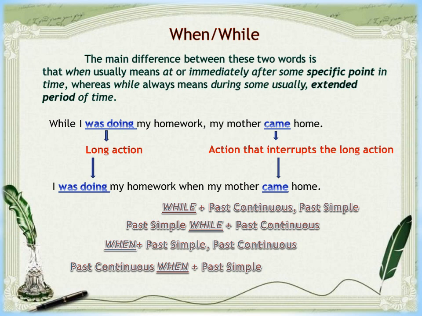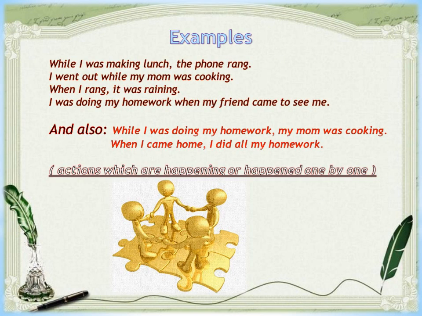Now look and remember how we usually use these words in sentences. For example, while I was making lunch, the phone rang. I went out while my mom was cooking. When I ran, it was raining. I was doing my homework when my friends came to see me. And also, while I was doing my homework, my mom was cooking. When I came home, I did all my homework. Actions which are happening or happened one by one.